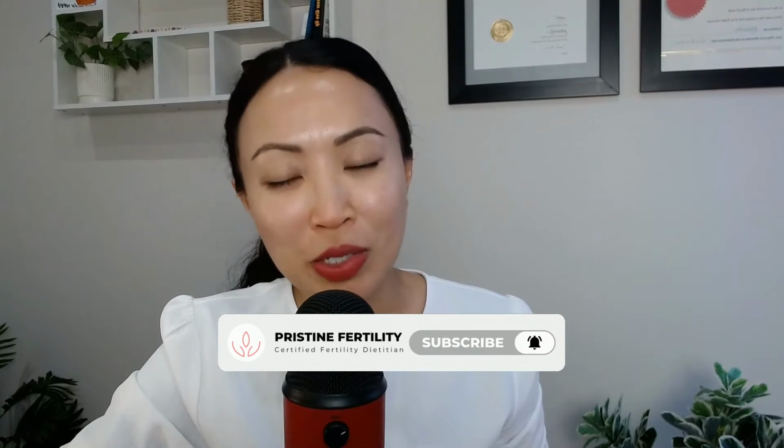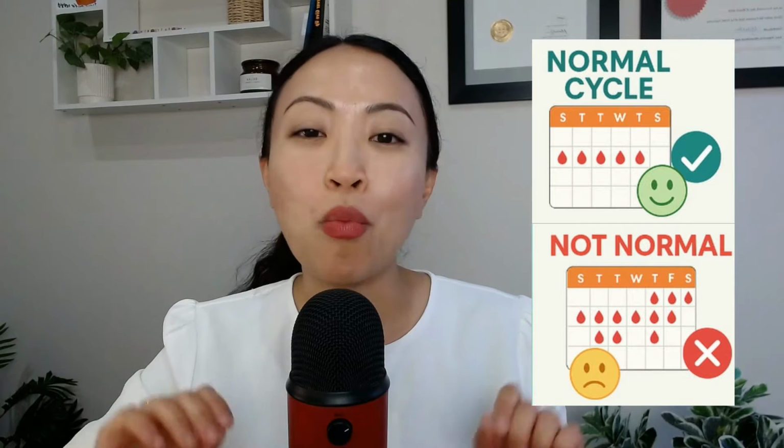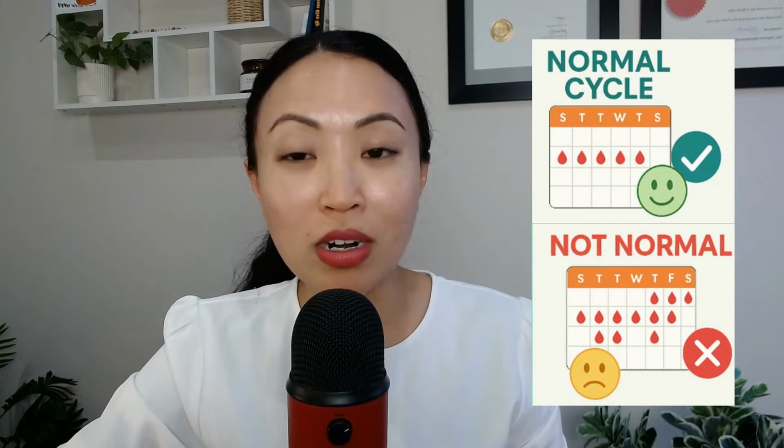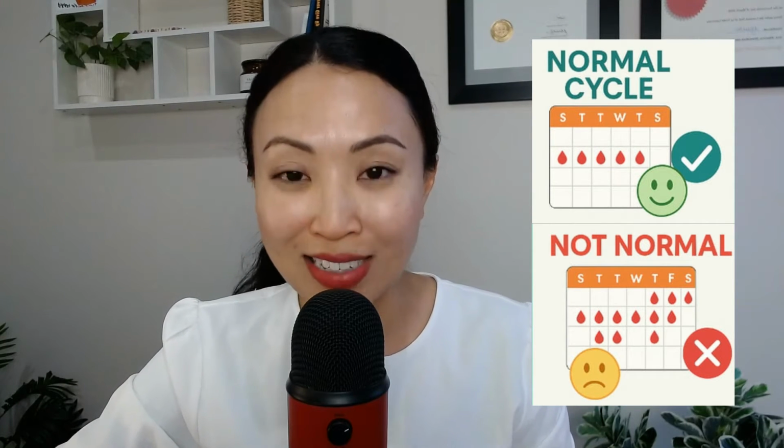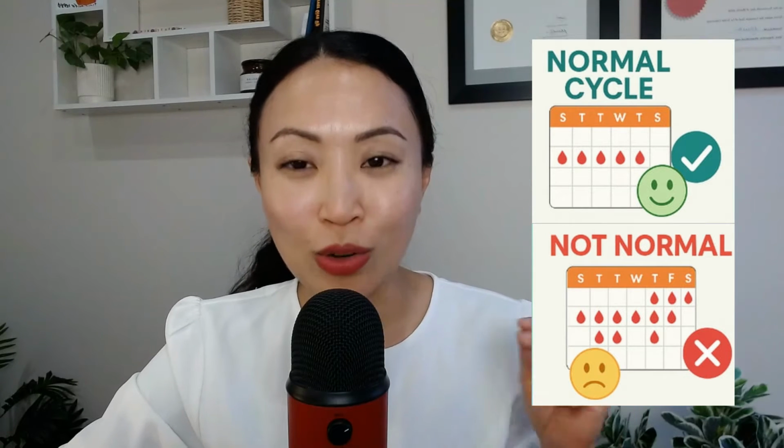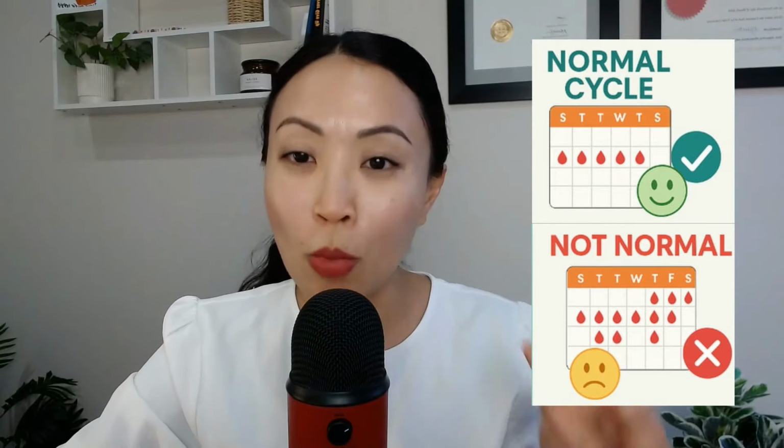Now, if you're trying to conceive naturally, knowing your cycle, tracking your ovulation, and learning how to spot what's normal or not is the key to pregnancy success. So in this episode, I'm going to break down what a normal cycle looks like and what might be considered abnormal, so you can understand your period better and also time your conception more accurately. So let's get started.